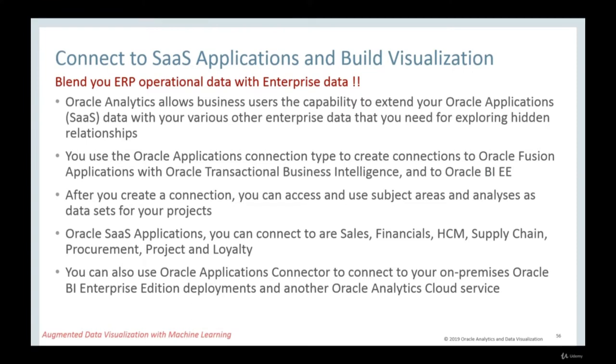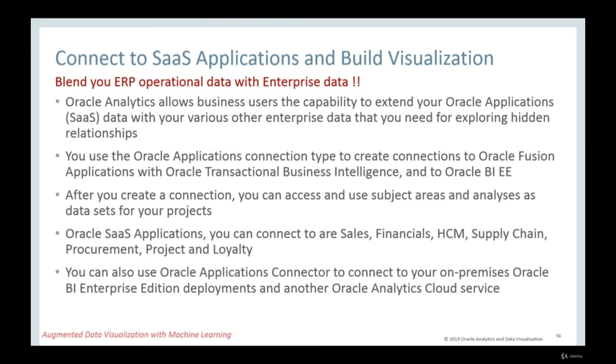Oracle Fusion Applications integration takes place with the OTBI or the Oracle Transaction Business Intelligence layer of the Fusion application. After you create a connection, you can access and use subject areas and analysis as datasets for your projects. Oracle SaaS applications that you can connect to are sales, financials, HCM, supply chain, procurement, project, and loyalty. You can also use Oracle Applications Connector to connect to your on-premise OBIE deployments and other Oracle Analytics Cloud service. This allows users to leverage other BI applications for building integrated visualization projects.